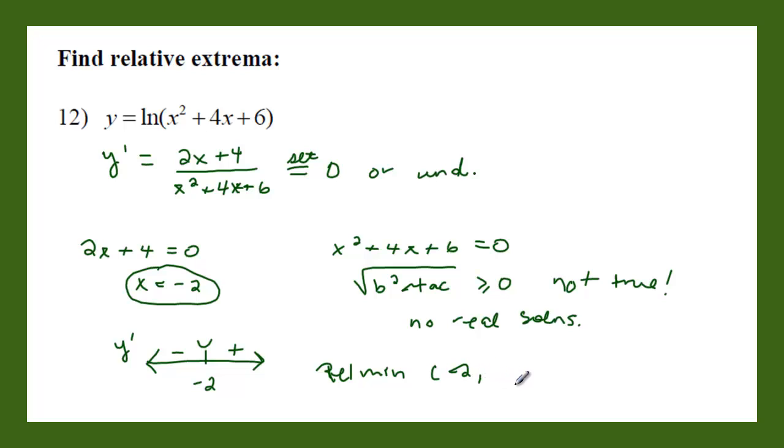And when x is equal to -2, we plug that back in to the original function up here. So we want to evaluate this y at -2. And you can just leave this in exact form. So if you plug in -2 for x into this, then we end up getting just a 2. So that equals natural log of 2. Okay, so our relative min will be at -2, comma, natural log of 2.